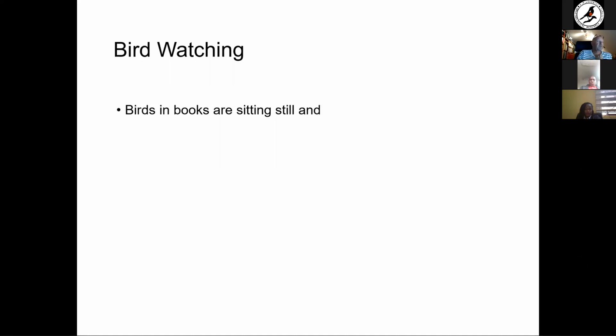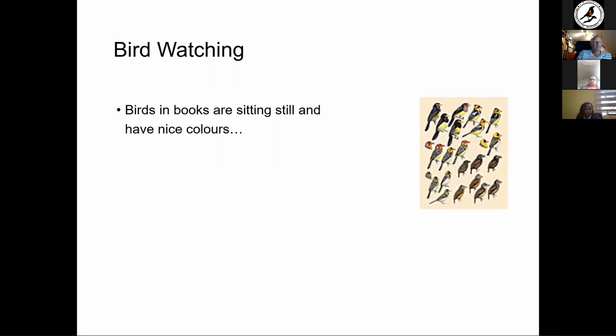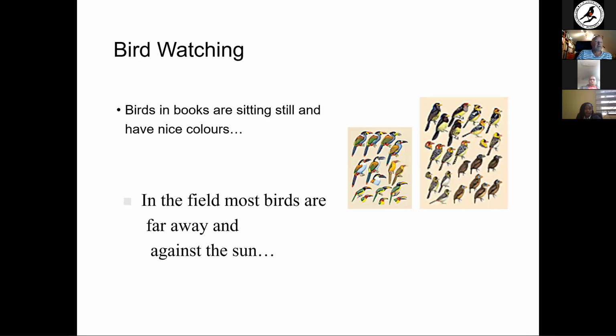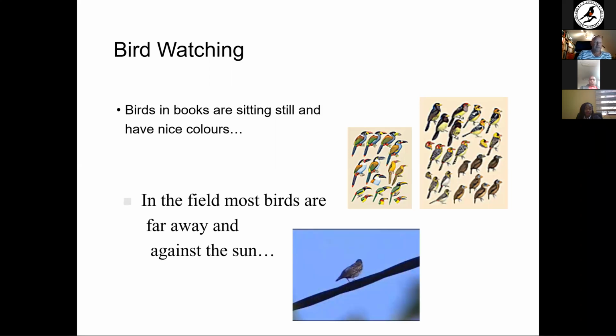The problem with bird watching is that when we look at birds in the book, there are nice colors, they're easy to see and distinguish. But if you look at the bird in the field, it's often sitting far away, in bad light, and you don't see all of it.